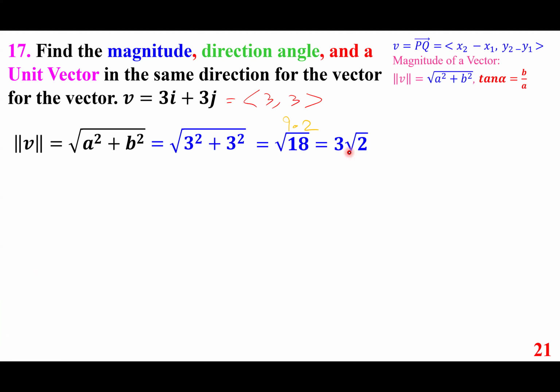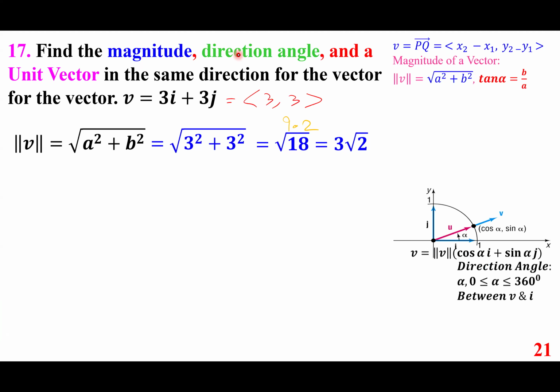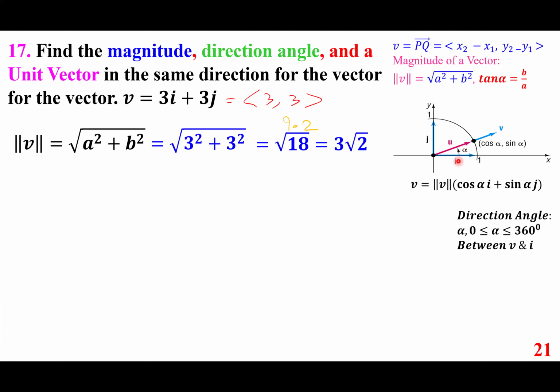Now, the next one discusses the direction angle. So what is the direction angle? When you have a vector, everybody, it makes an angle of alpha with the positive side of the x-axis. Then we define v as the magnitude of v times cosine alpha i plus sine alpha j. So the direction is alpha, where alpha is between 0 and 360 degrees. It's between the vector v and the i component, if you will, the positive x-axis.